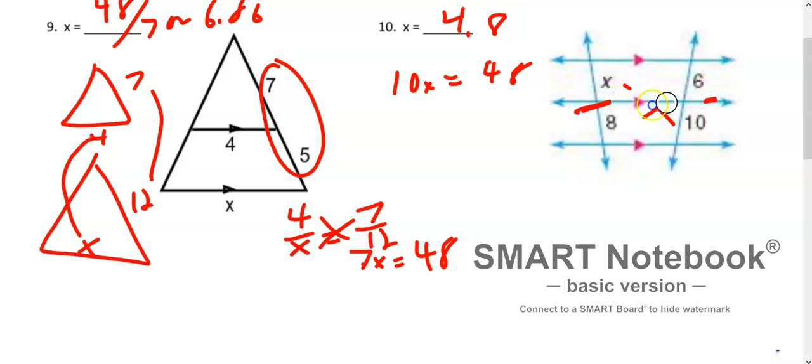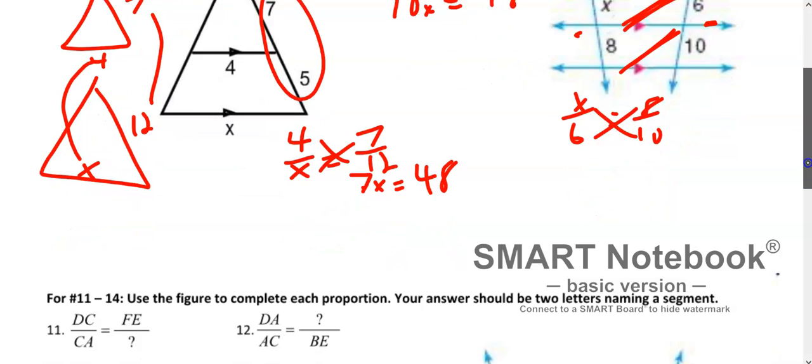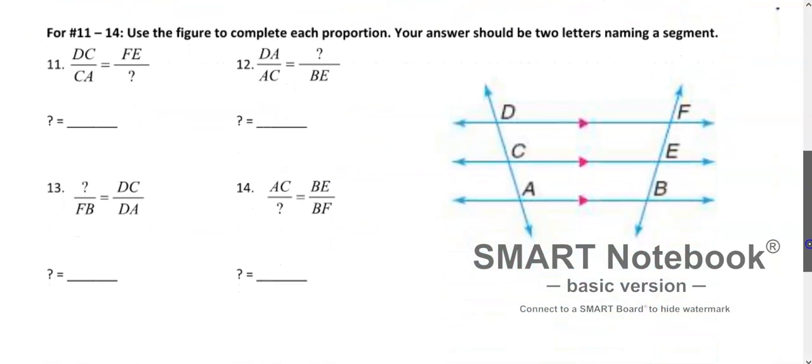Watch this neat little trick. You could even go side to side. X over 6 equals 8 over 10. Again, what do you get? 10x equals 48. Okay? So there's multiple ways you can do that. You can just draw the fractions right there on the drawing.